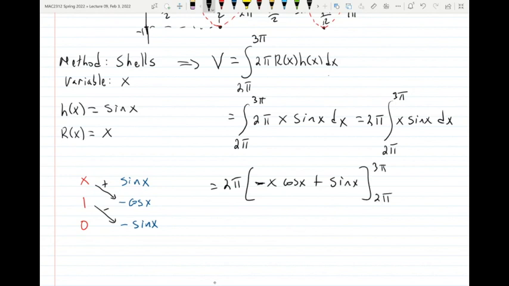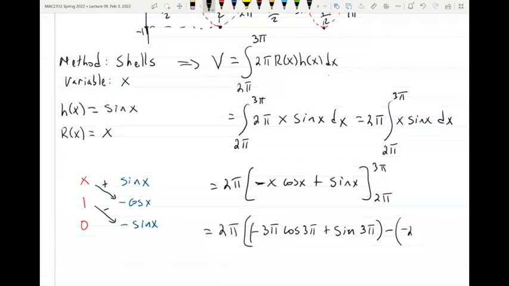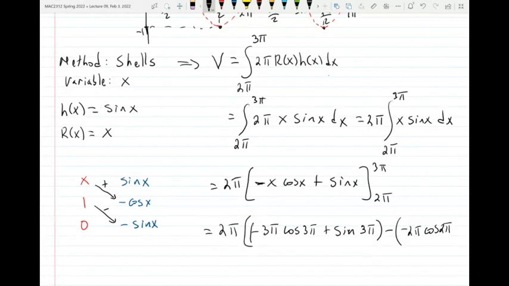And plug in your limits of integration. Okay, so we have negative 3 pi cosine of 3 pi plus sine of 3 pi, and then minus negative 2 pi cosine of 2 pi plus sine of 2 pi.